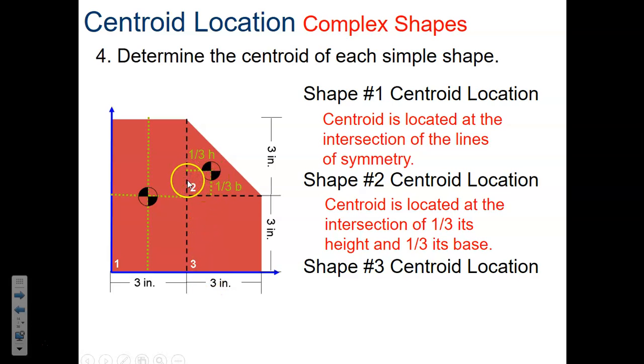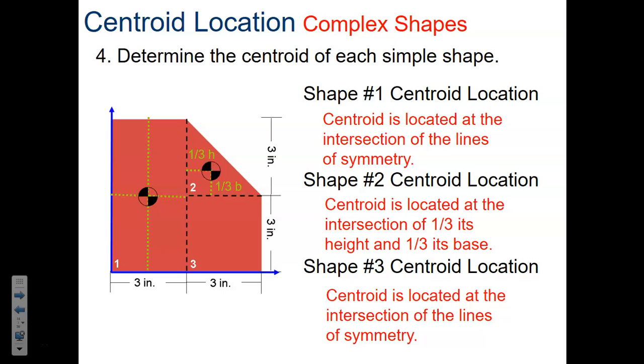My y centroid is this distance to my reference axis. And to know that, I've got to know this little chunk here and this big chunk here. So the big chunk here is 3 inches. The little chunk here is just 1 inch, because it's 1/3 of 3, and so it's 4.